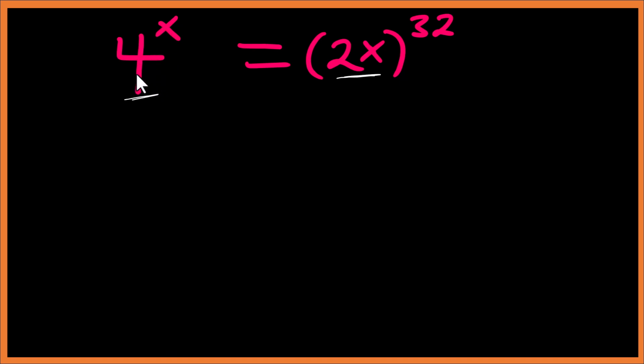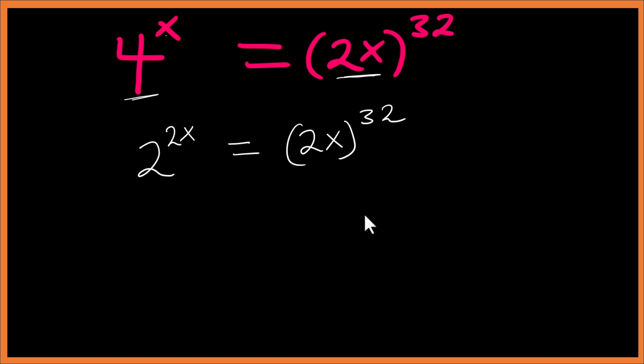Now let's write 4 as 2 to the power 2. So we have 2 to the power 2 here, and don't forget that we have x over there. Alright, so we have 2x here, so that will make this side 2x raised to 32. Now, don't forget 2x.